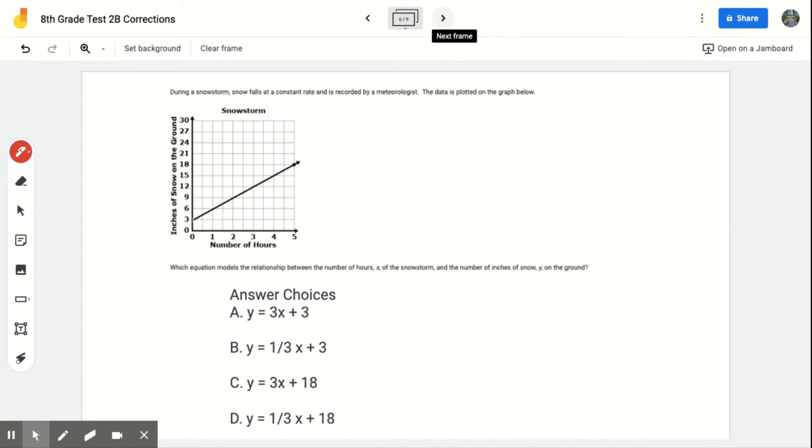All right, guys, here's your choices. What I want you guys to do is match the equation with the line and then move on to the next question. Very similar question.